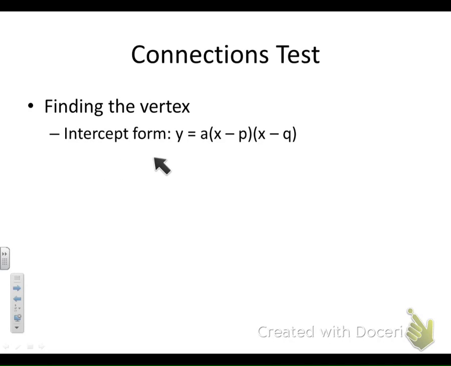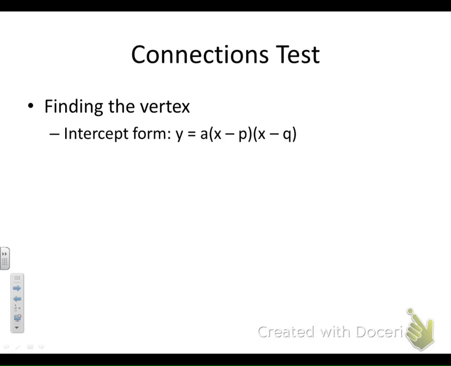When we're in intercept form, it's in its factored form. We typically see a greatest common factor and sets of parentheses. We see this after we factor. Intercept form is kind of like factored form.